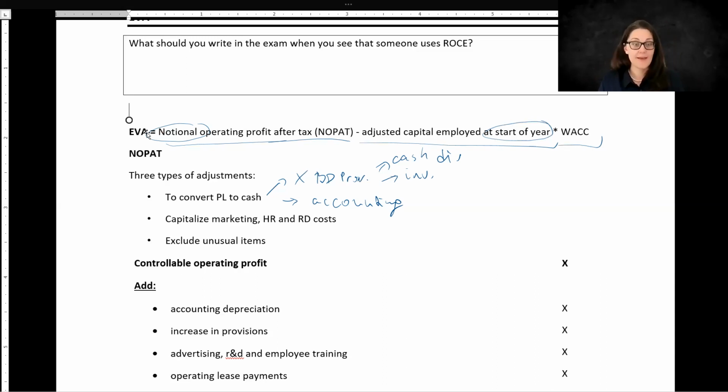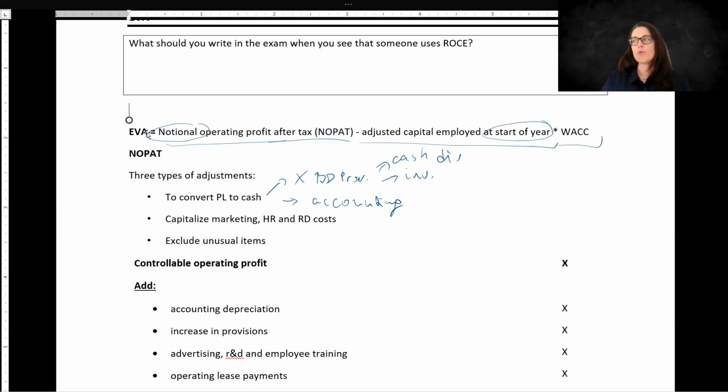We know better that we are going to get benefit from this marketing, get benefit from this training expenditure in the forthcoming years. So we are going to capitalize that, and then we will depreciate it based on the real consumption of those costs. We will exclude unusual items such as, let's say, restructuring cost. Why?